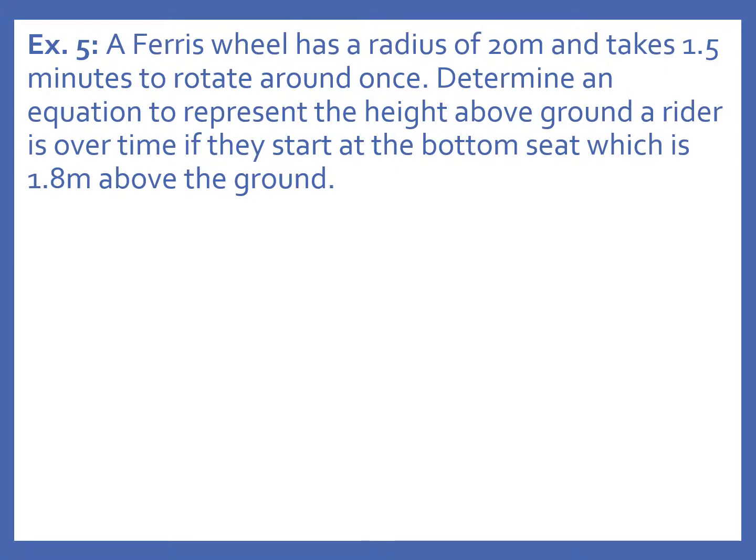So example number 5. A Ferris wheel has a radius of 20 meters and takes 1.5 minutes to rotate around once. Determine an equation to represent the height above the ground a rider is over time if they start at the bottom seat, which is 1.8 meters above the ground. As always, let's draw a picture to start.